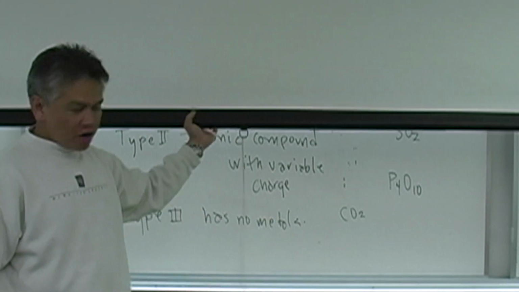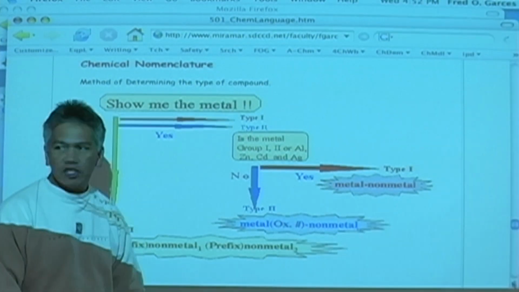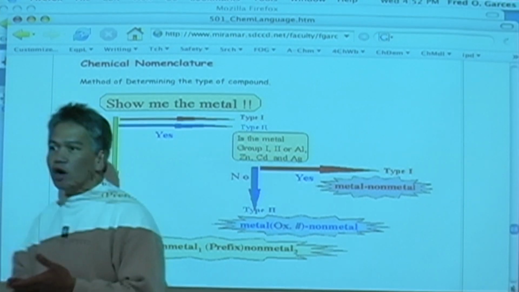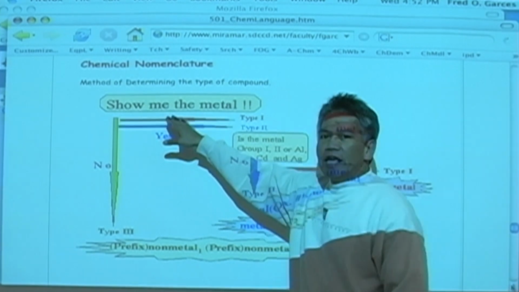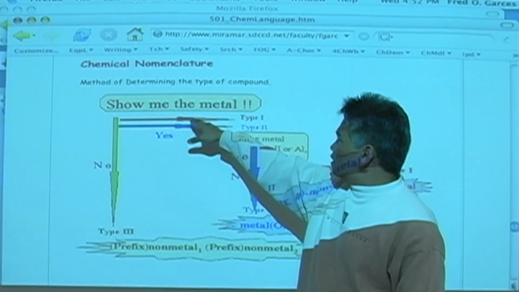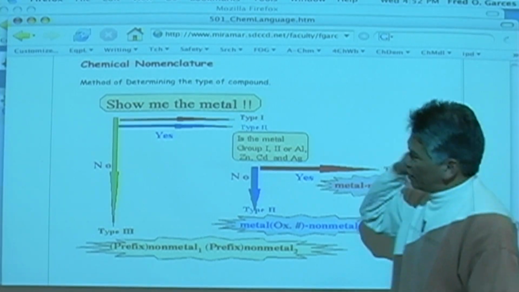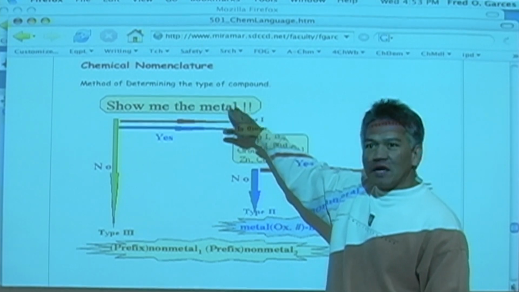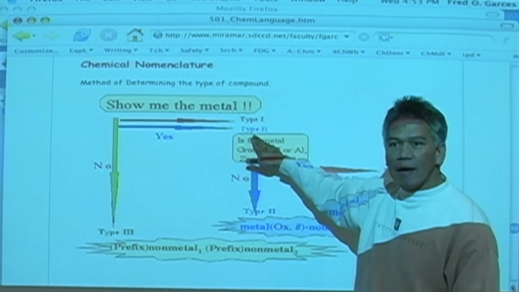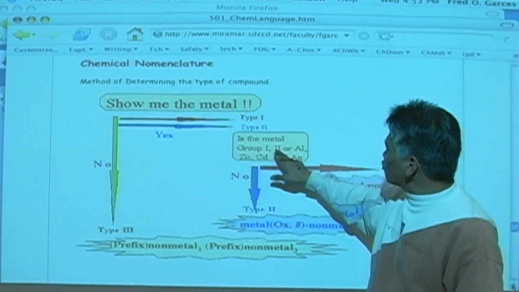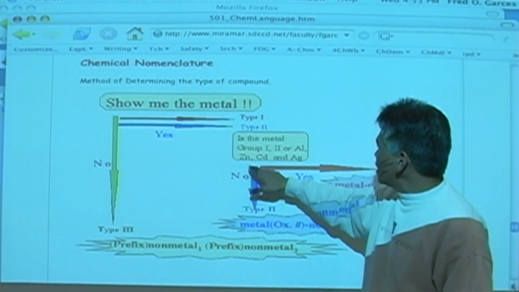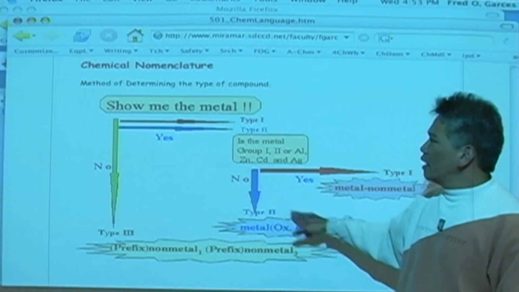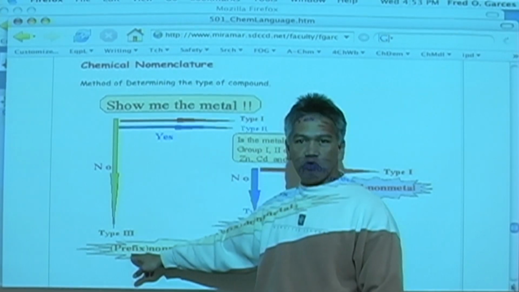If we go back to this chart right here, this is the flow scheme that will help you determine whether you have a type 1, a type 2, or a type 3. The first thing you want to do is look at the chemical formula and show me the metal. Because if there is a metal, it's either type 1 or type 2. And if the metal is group 1, group 2, aluminum, zinc, cadmium, or silver, then it's a type 1. But if it's not, then it's a type 2. And if you don't see any metal, that's type 3.